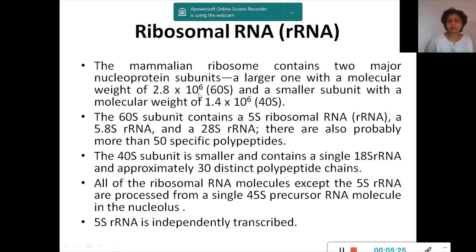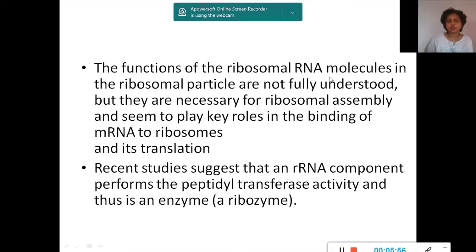Now, the mammalian ribosome contains two major nuclear protein subunits. As we said earlier, it has a larger subunit and a smaller subunit, and the ribosomal RNAs associated with them have also been mentioned. The larger subunit has 5S ribosomal RNA, 5.8S ribosomal RNA, and 28S ribosomal RNA. This is all mentioned earlier.